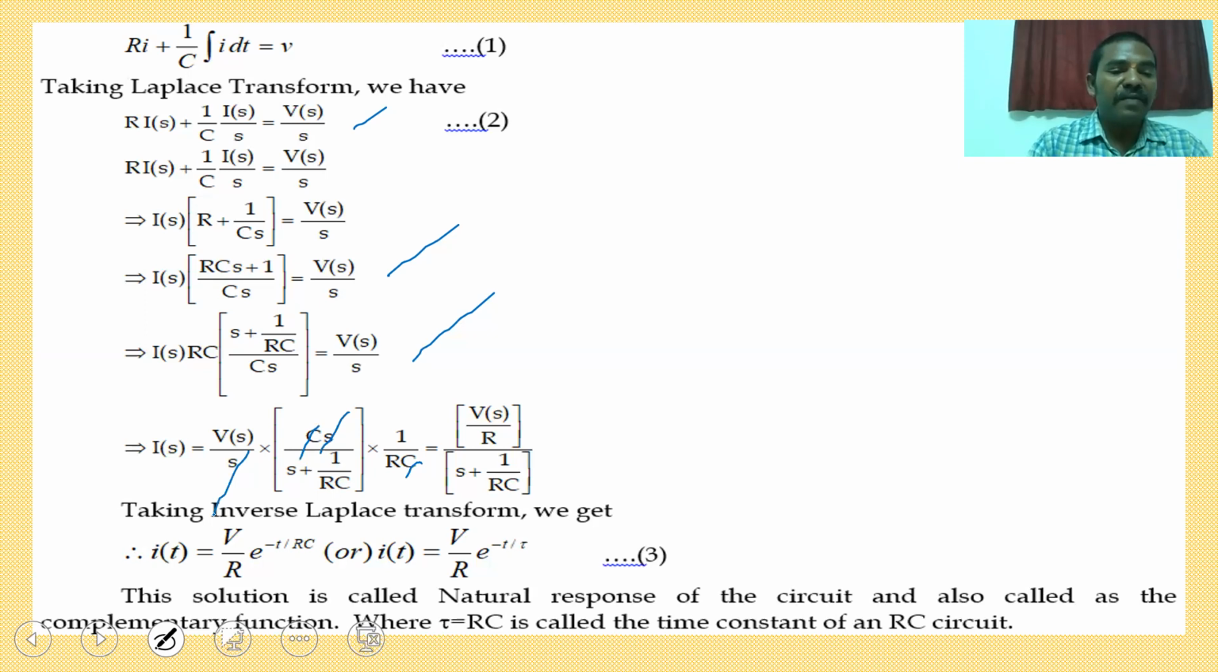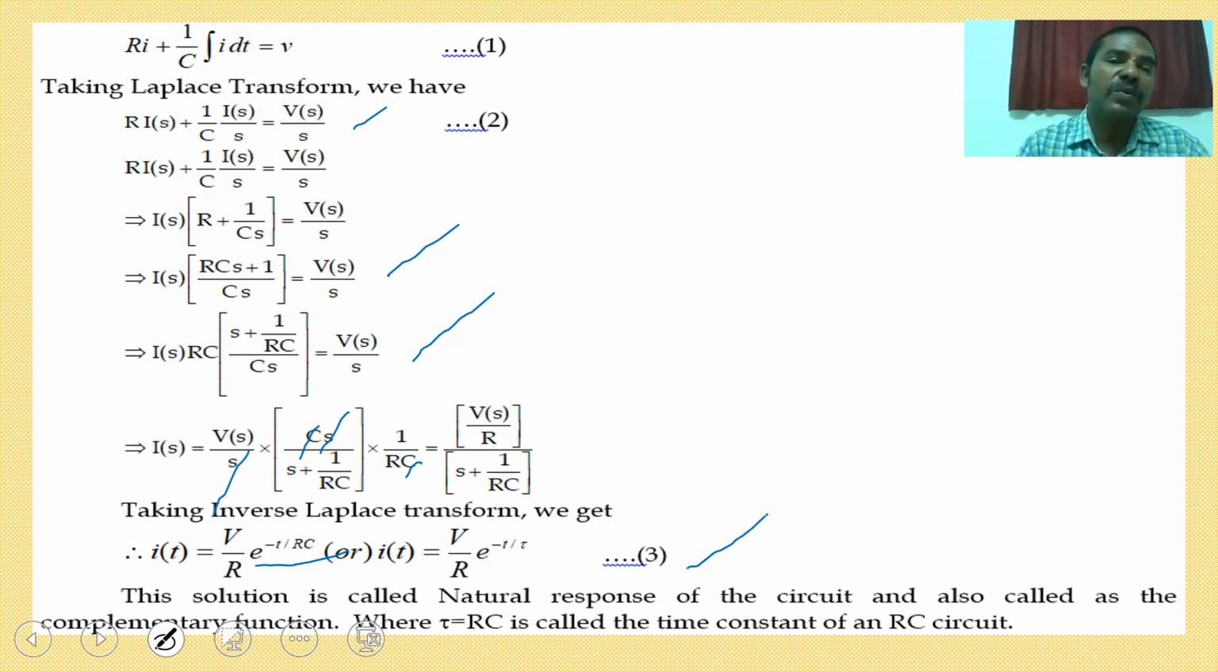If you take the inverse Laplace transform, the inverse Laplace transform of I of S is I of t, and V of S is V of t. So V by R into 1 by S plus 1 by RC gives e power minus t by RC. Or you can write it as i of t is equal to V by R e power minus t by tau, where tau is R into C. It is the time constant for an RC circuit.